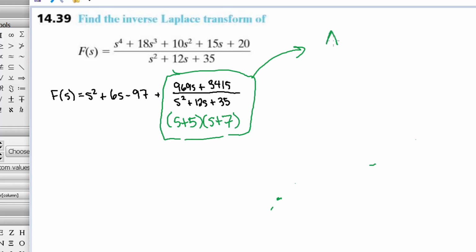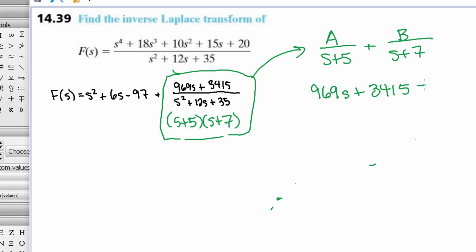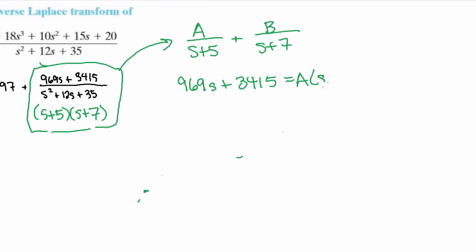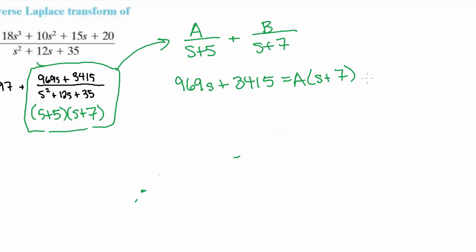So this will equal A over s plus 5 plus B over s plus 7. And then I would multiply both sides by the LCD to clear denominators. And I'd get 969s plus 3415 equals, and then the A will be multiplied by s plus 7, and the B will be multiplied by s plus 5.